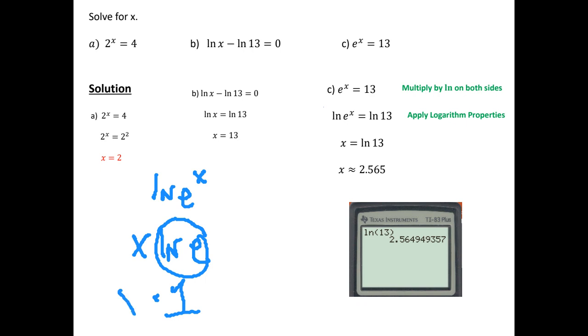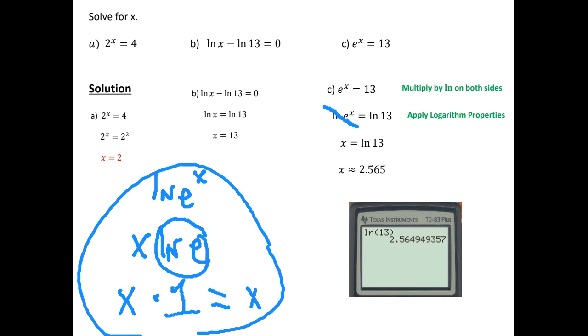So a lot of times students like to do this, and then they put the x here, and that's their answer. I mean, they don't really cancel. The reason you can do that is because of this right here, okay? But if you want to do that, then that's fine too. So we get x is equal to natural log of 13.